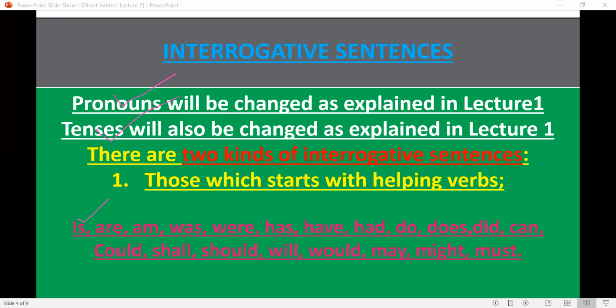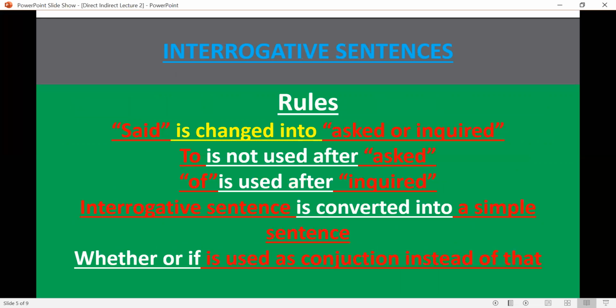The sentences starting with these kinds of words. What are the rules? Said is changed into asked or inquired. To is not used after asked. If you are using asked, you will not use to. As in, he said to me, he asked me. He said to me, he inquired of me. If you use the word inquired, you will use of after inquired: he inquired of me.